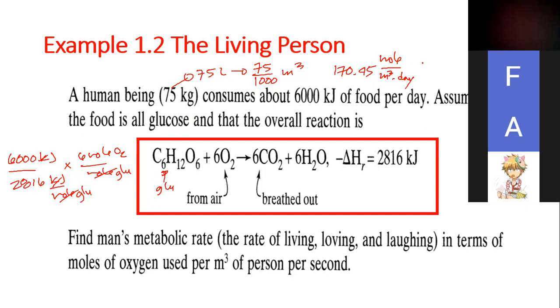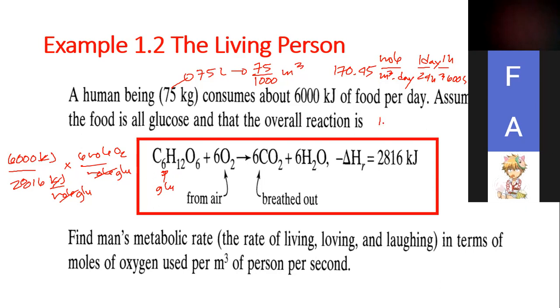Then for the per day, 1 day is how many hours? 24. Then for the hours, how many seconds? 1 hour is 3,600 seconds. So what is the final answer? Divided by 24 divided by 3,600. So what is the rate of our reaction? Any answer? I'm getting something like 1.97 times 10 to the minus 3.